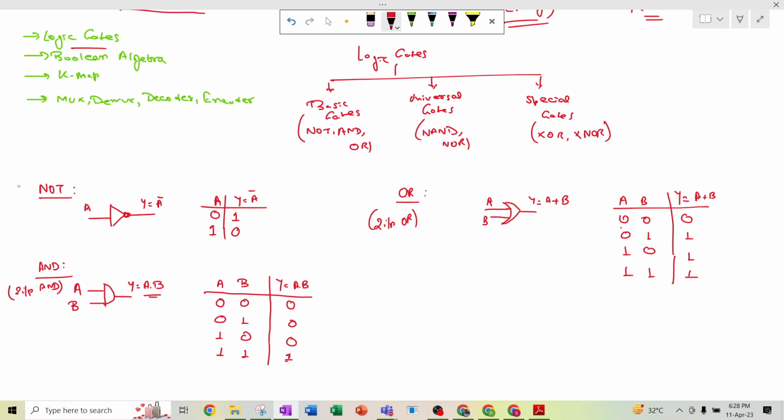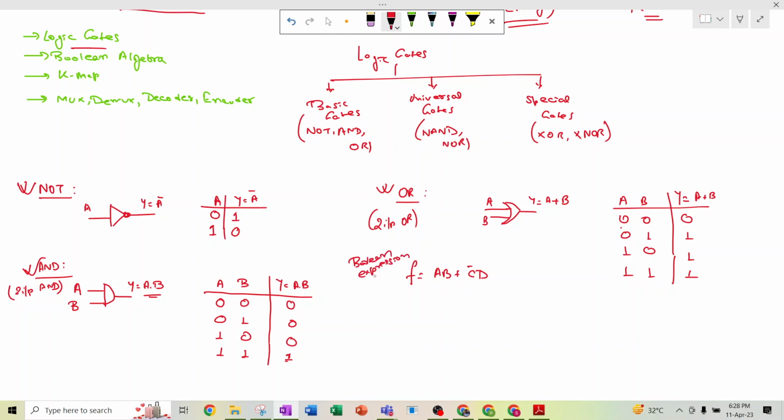So these three are the basic gates. Remember, any Boolean function, suppose here it is AB plus C bar D. Suppose this is a logic function that we have to implement. This is known as a Boolean expression.